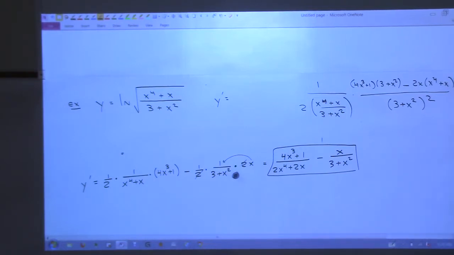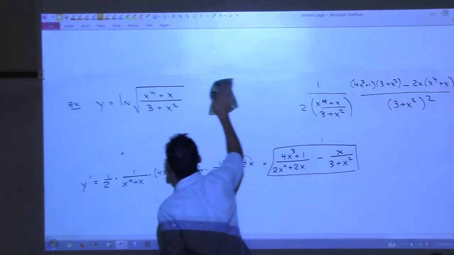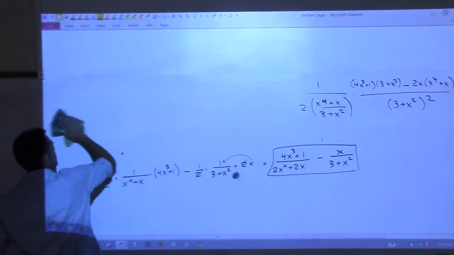But they would have both been correct answers, just one version would have looked different than the other. And the book does talk about that within the section. They do talk about how you can get a correct answer and they just look completely different from one another. And it's always a good challenge to see if you can algebraically make your answers match up.